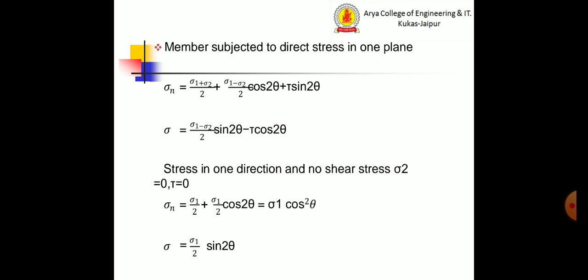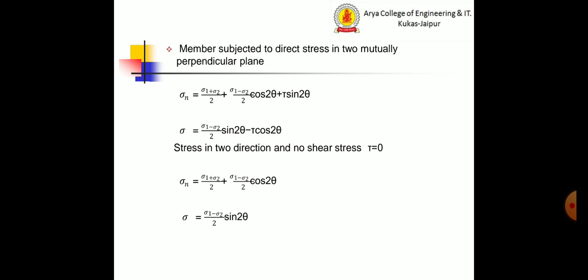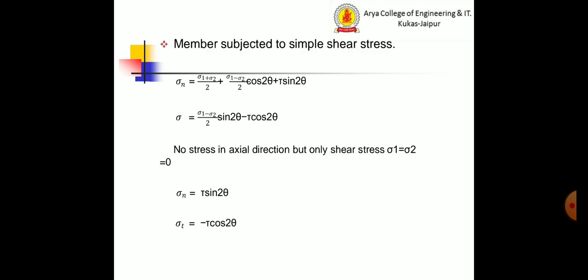Similarly, member subjected to two direct stresses in one plane. Here tau will be 0 and the result will be sigma t equal to (sigma 1 minus sigma 2)/2 sin 2 theta, minus tau cos 2 theta, and sigma t is equal to sigma 1/2 sin 2 theta. Similarly, we can solve the case of two mutually perpendicular planes.